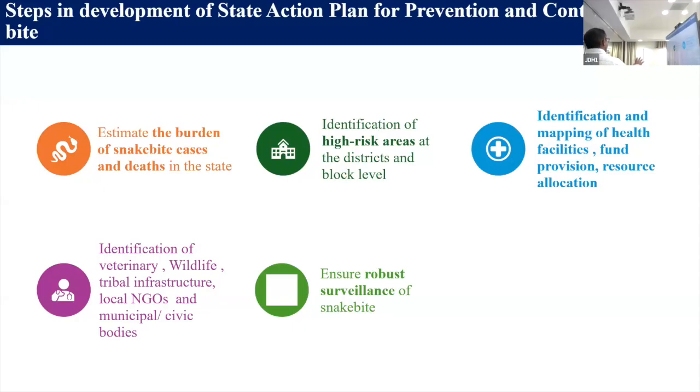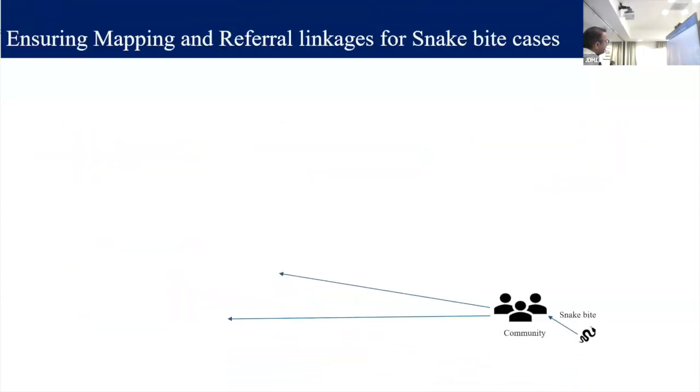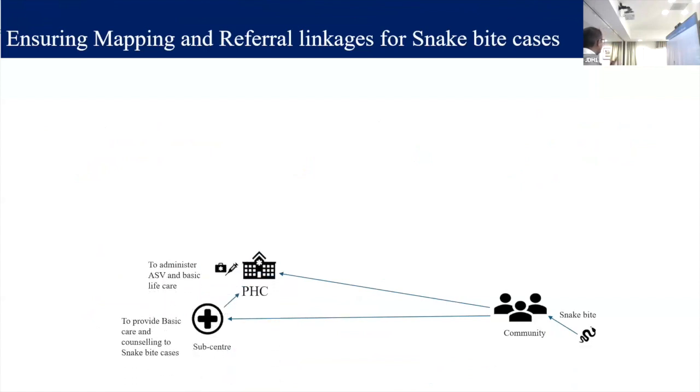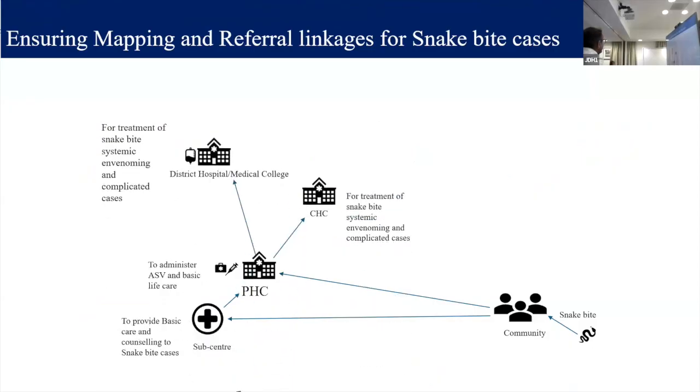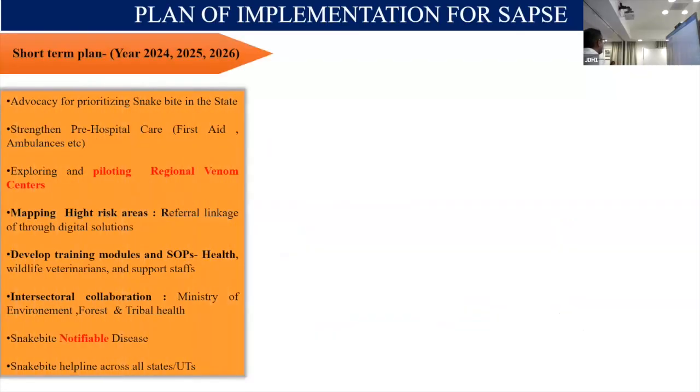So the critical part is that we map those health facilities in high risk areas where snakebite encounters are maximum, and ensure robust surveillance through our IHAP platform. This is how we are mapping those facilities where anti-snake venom is available. We have said that every primary health center, which is at the lowest level of health facility, should have anti-snake venom available. And for each complicated case, they have to refer to a district hospital. This is our short term plan.